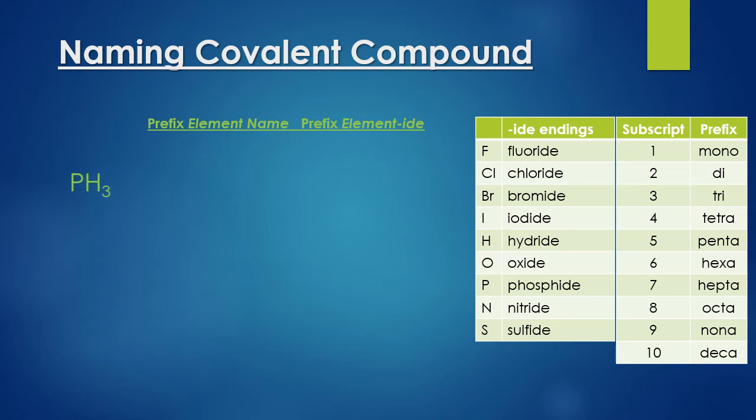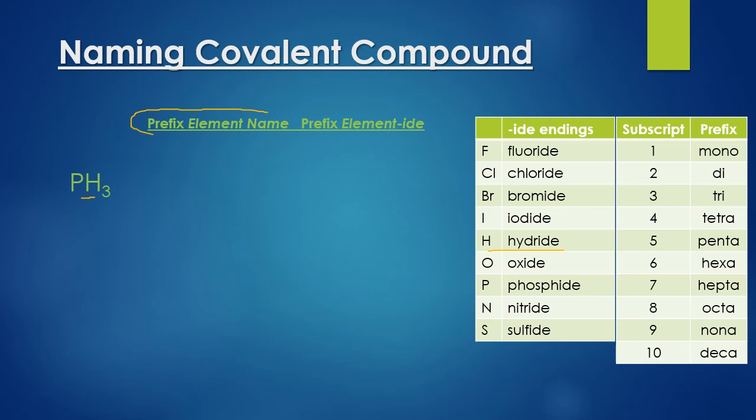Now let's practice with some more examples. PH3. Go ahead and pause if you want to try to come up with it on your own. I'm going to work through these kind of quickly. So PH3, we have phosphorus and we have hydrogen. Hydrogen being the second element present, so it's going to become hydride. Next, we look at our prefixes.